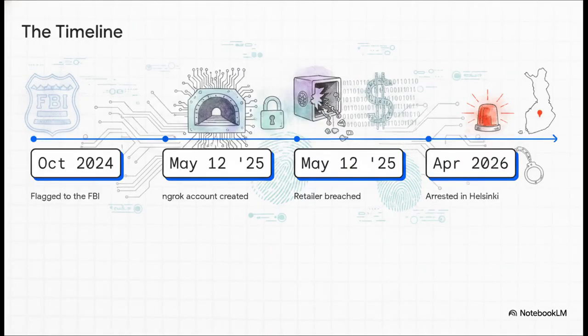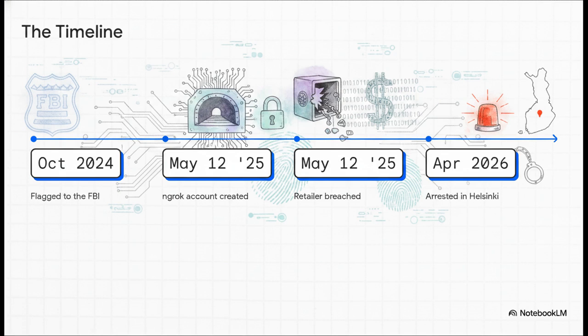Well, the timeline of his movements really gives it away. Back in October 2024, he was flagged to the FBI. Then, on May 12, 2025, an ngrok tunneling account was created supposedly from a random VPN proxy IP address. Just 3 hours later, a luxury jewelry retailer was breached, and they were hit with an $8 million ransom demand.